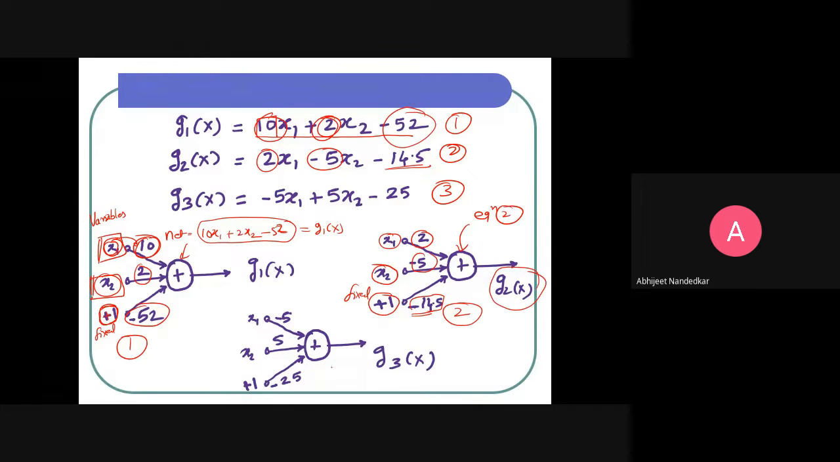Then I will take the third neuron. Why am I taking 3 neurons? Because my problem was a class 3 problem, that is, the number of classes was equal to 3. Now for G3, you take -5, plus 5, and -25. Now our design is complete.